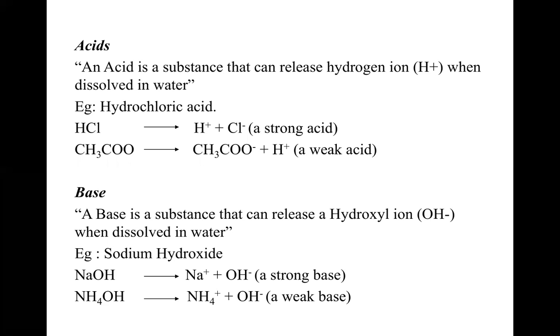Then a base is a substance that furnishes hydroxyl ions when dissolved in water. This is the second theory given by Arrhenius, that a base is a substance that can release a hydroxyl ion when dissolved in water. Example is sodium hydroxide. When dissolved in water, it gives Na+ plus OH-. The degree of ionization is greater in sodium hydroxide, so it's a stronger base. Whereas ammonium hydroxide, when dissolved in water, dissociates to give ammonium ion plus OH-. Here OH- is not completely dissociated from ammonium hydroxide, so it's a weaker base.